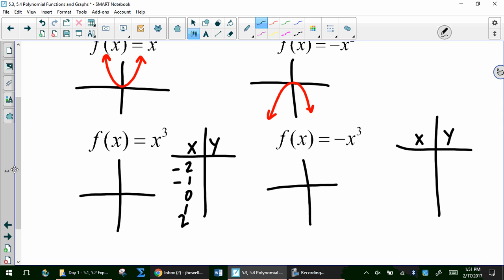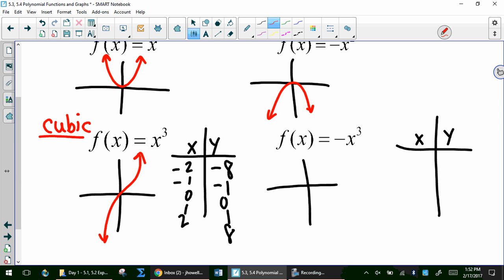So if we're plugging in -2 into this function, Justin, what's our output? It's going to come out as a negative number, so it's going to be -8. Okay? How about for -1? We'll get -1. 0 at 0. For 1 cubed, we'll get 1. For 2 cubed, we'll get +8. So this graph looks like this. This is a cubic function. Okay.